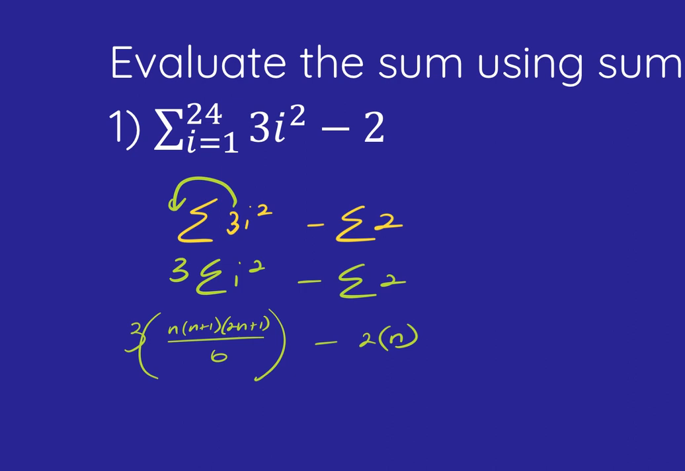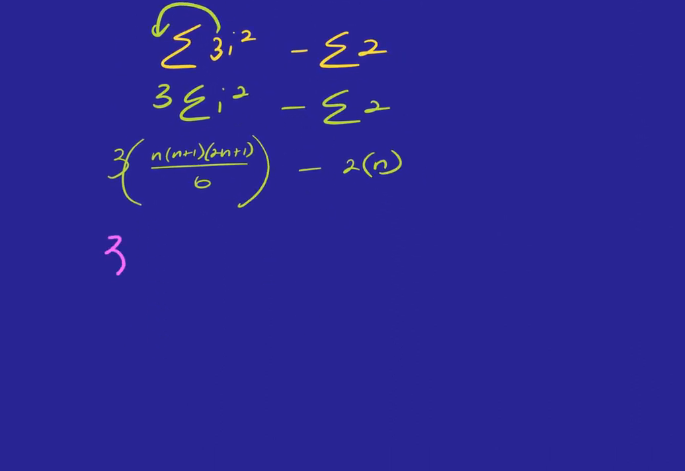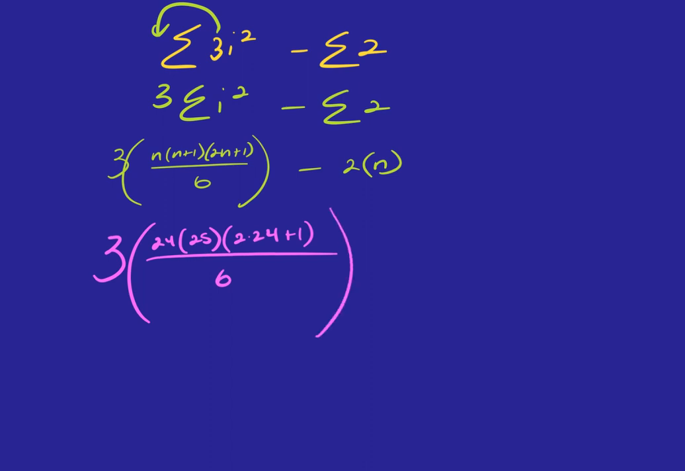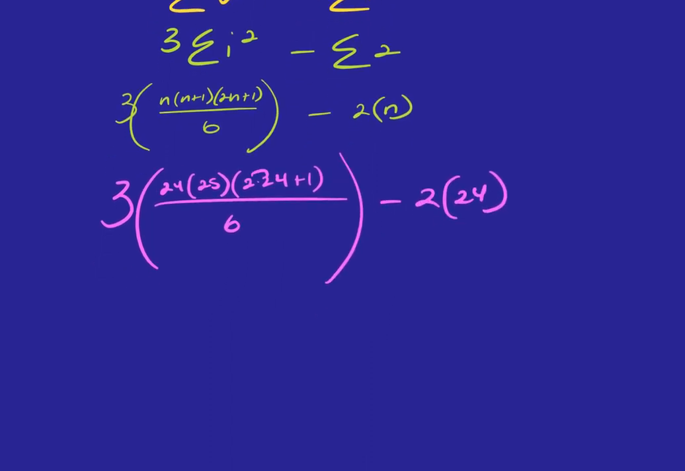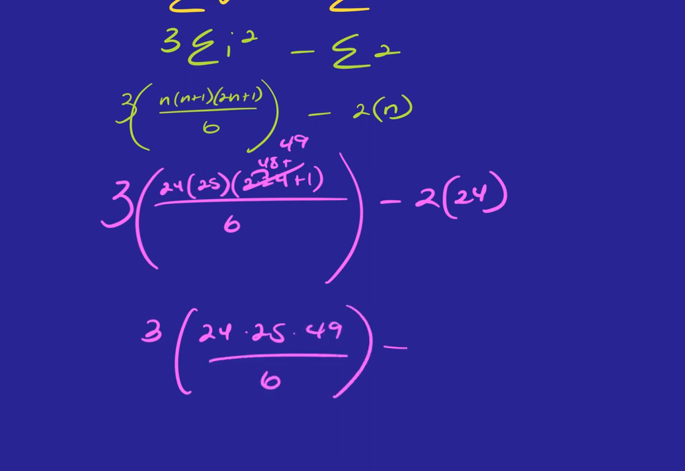What is n this time? 24. So this becomes 3 times 24 times 24 plus 1, or 25, times 2 times 24 plus 1 over 6 minus 2 times 24. So this becomes 48 plus 1. This becomes 49. So 3 times 24 times 25 times 49 all over 6 minus 2 times 24, and this is where the calculator gets involved.